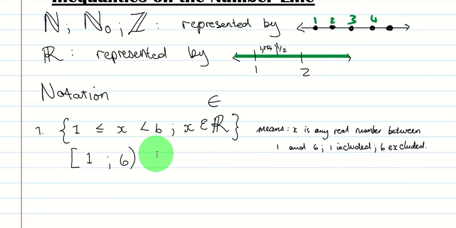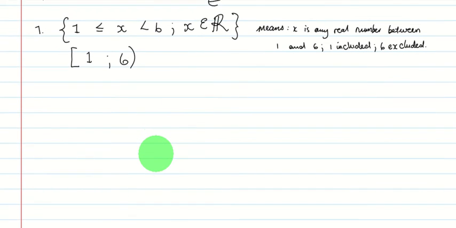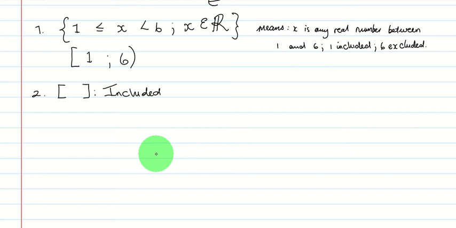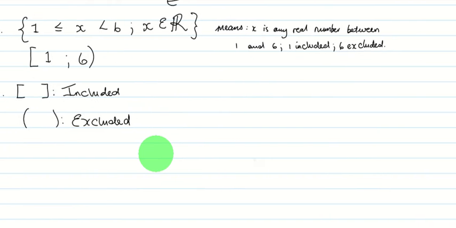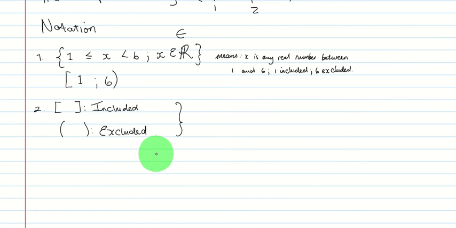So how do we represent this on the number line? Let me give you some further notation. I hope you are writing this down. So now we are saying the curve square bracket means included. The round bracket means excluded. And then this is applicable only to the real number system, only to real numbers.